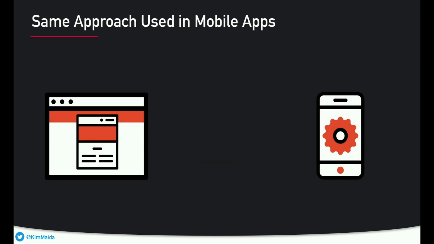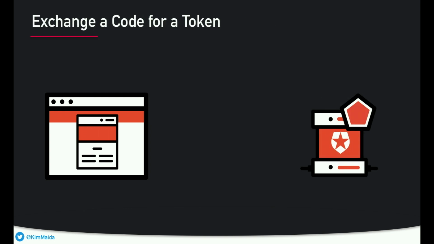So the approach that we're recommending now from the IETF is the same approach that's actually used in mobile applications already. So it's not exactly a new approach, but it's new to the world of browser-based apps. And in this scenario, we basically exchange a code for a token. And it works something like this. I'm going to go over this a little bit quickly, but don't worry too much about it.